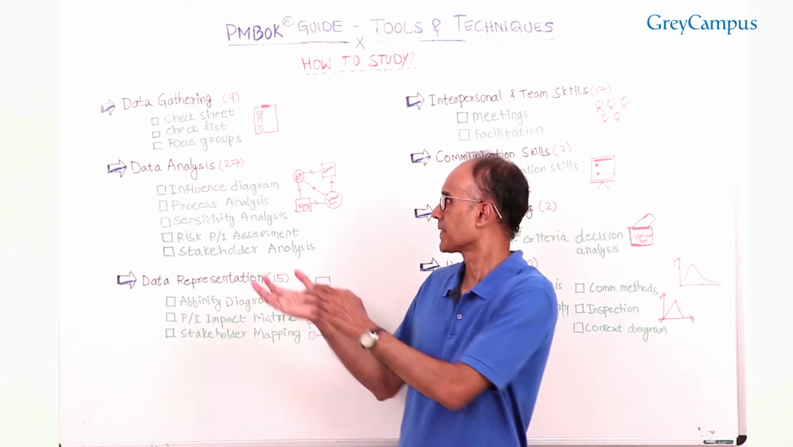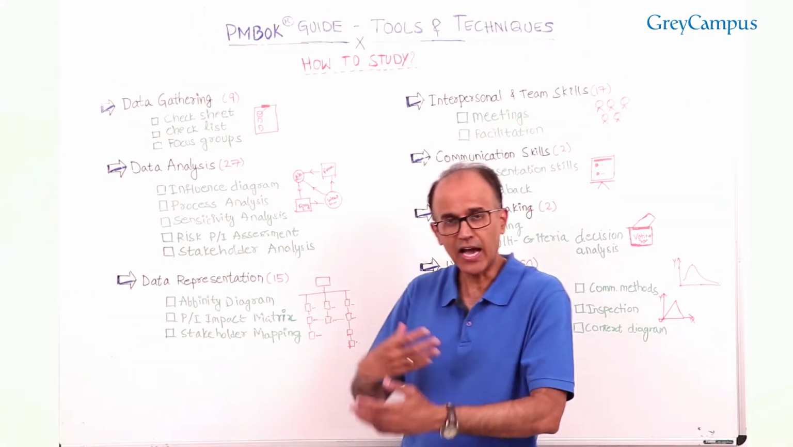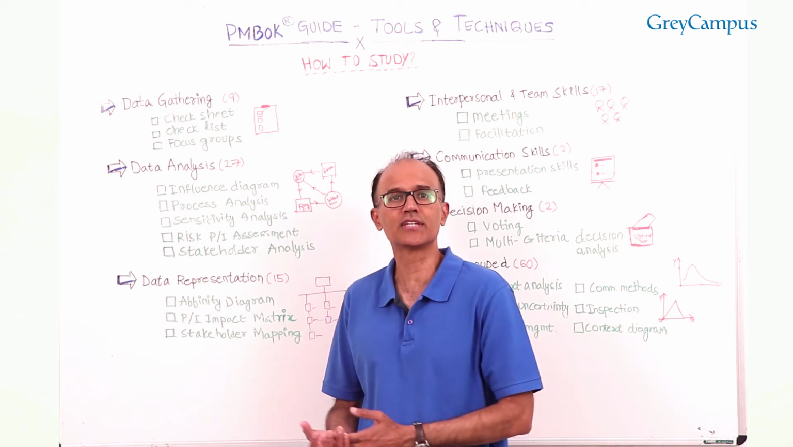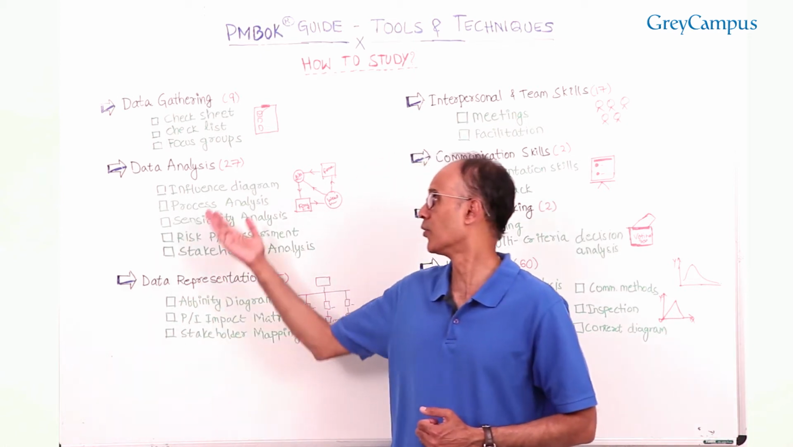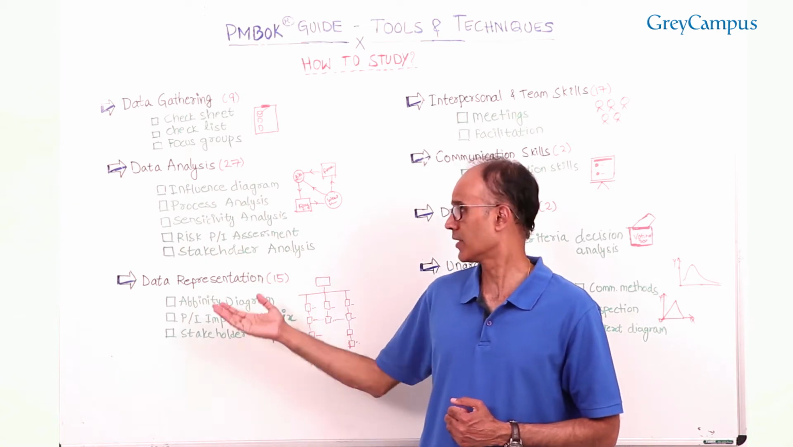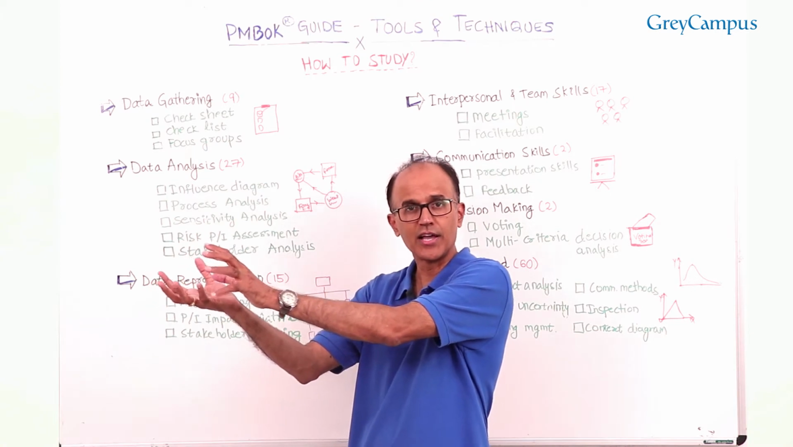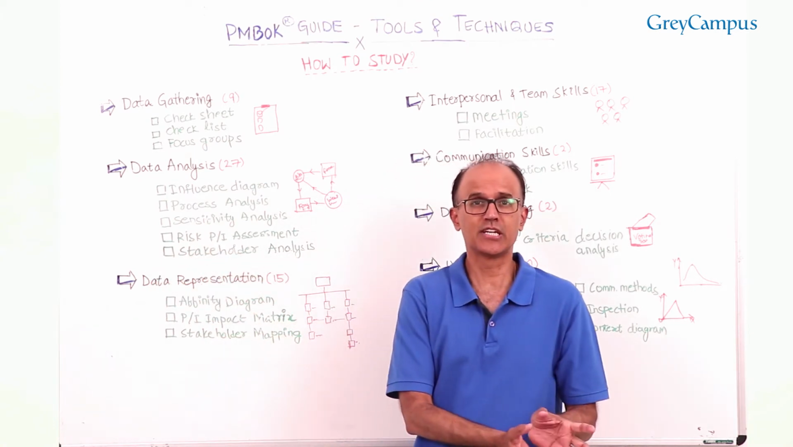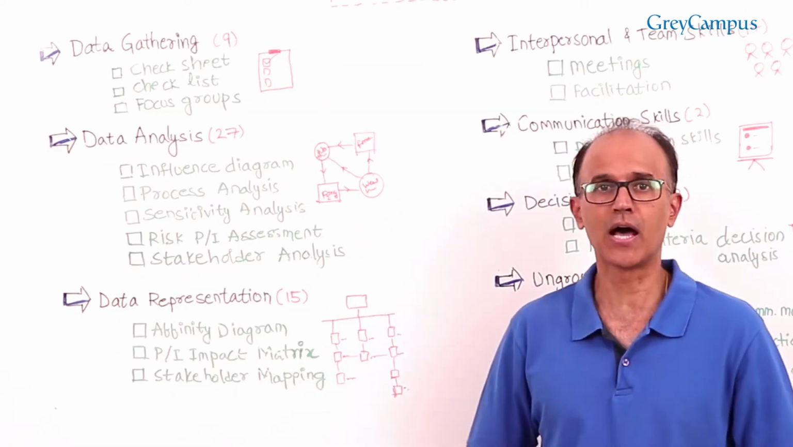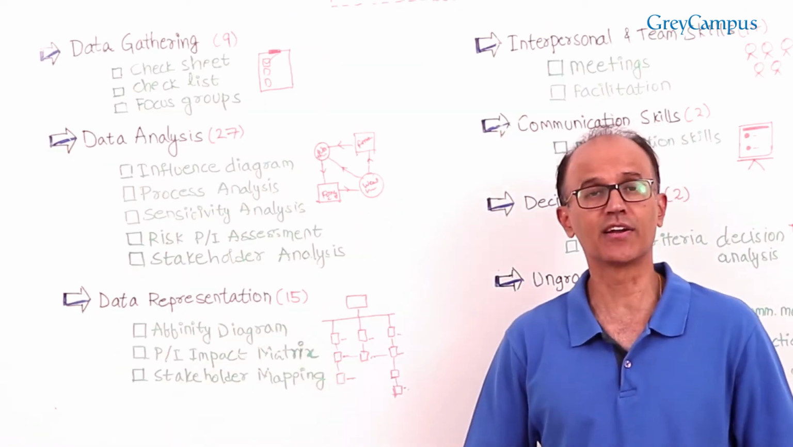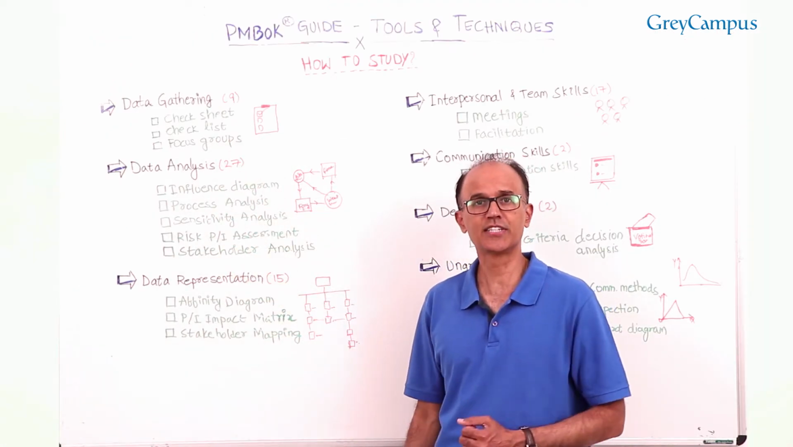Compare that with data analysis techniques. We have a huge number, 27 of them, where we analyze data. It's, for example, root cause analysis or stakeholder analysis and so on. And I've got some more examples here. Then I've got another one known as data representation. Once you have gathered the data and analyzed it, we need to represent it in some kind of a diagram. So I've got things like stakeholder maps, affinity diagrams, etc. So these are 3 types of data related techniques.